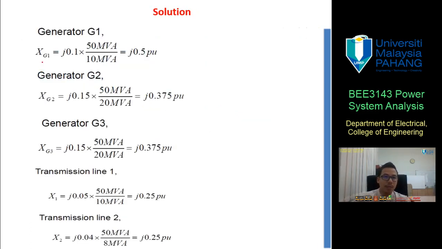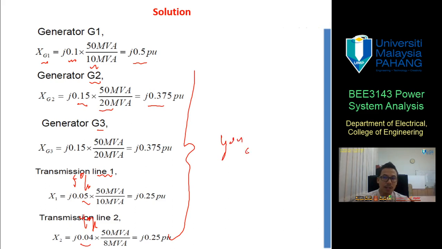So xg1, because the value given is 10%, and the MVA given is 10, you calculate 0.5. The same case with G2: 15%, 20 MVA, you get j0.275, and proceed with G3 and transmission line 1. For x1, they gave 5% and 4%, so it depends on its value, 10 MVA and 8 MVA. You get this kind of value at the first step.